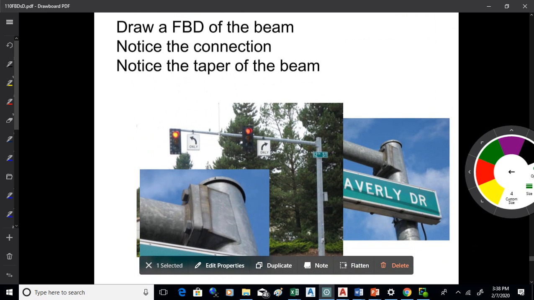How about that stoplight armature there? Now, what I did, I zoomed in on the connection. So what I'm doing here, I'm zooming in right there and blowing that up, so it looks like that. Notice those bolts in there. You see 2, and there's 2 more on the far side. What type of connection is that, and how will you model it?